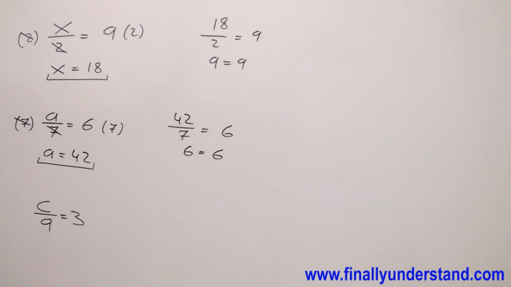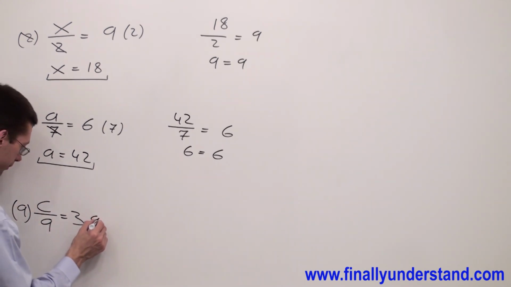Let's take a look at the third example. This time I have to find c. In order to find c, I have to eliminate the fraction. Remember, anytime we want to eliminate a fraction, we're supposed to multiply both sides of the equation by the denominator. That's why I'm going to multiply both sides of the equation by 9.